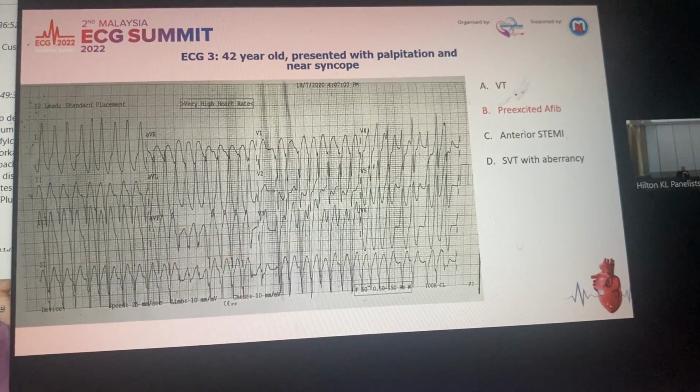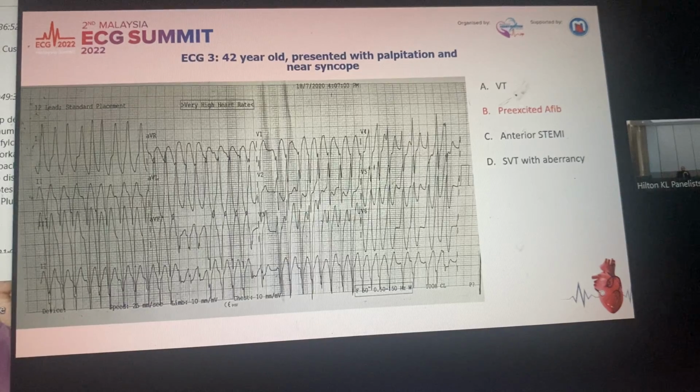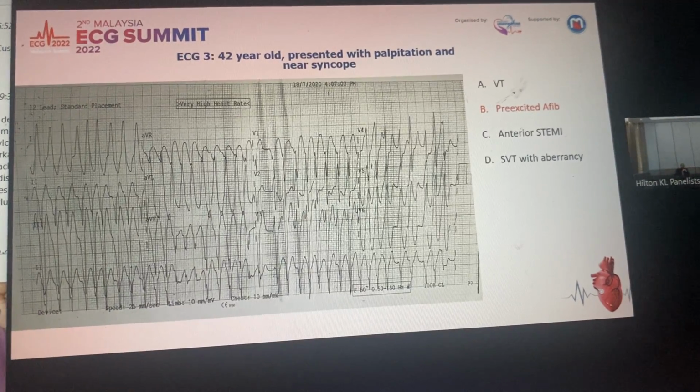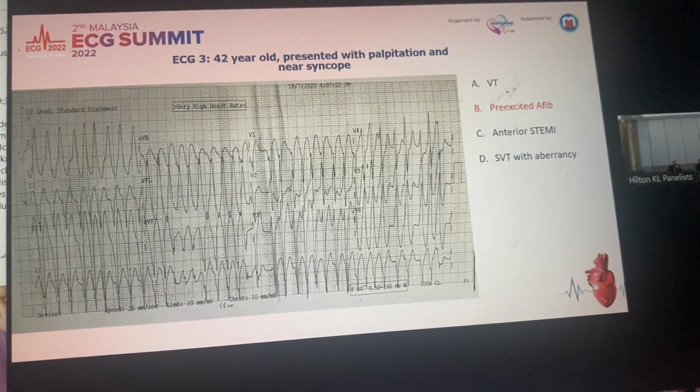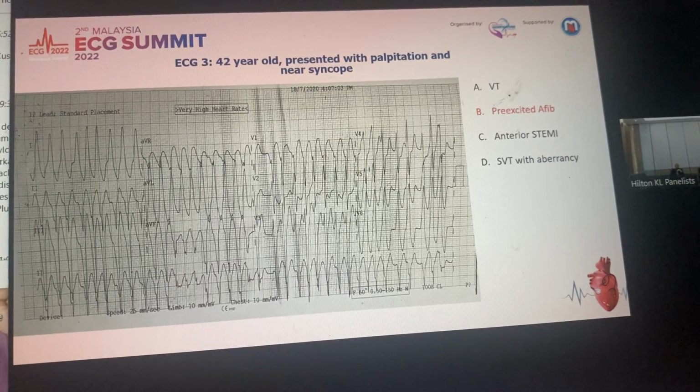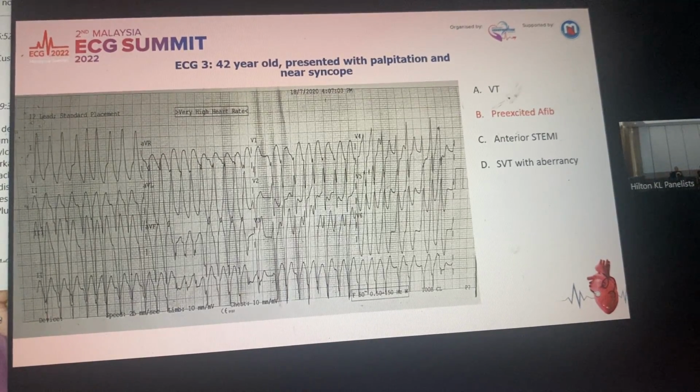In this patient with WPW, this is very dangerous. It can lead to ventricular fibrillation. So you must act very fast if you see this type of ECG in your center.